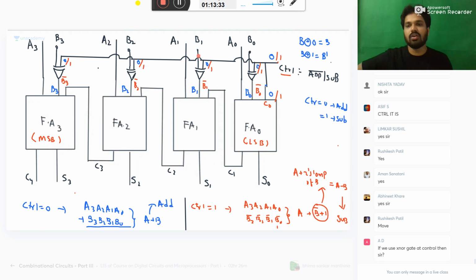Then it will do reverse job. AD, that's all. It may do addition for this 1 and subtraction for 0. That's all.